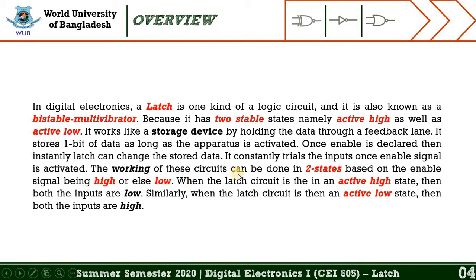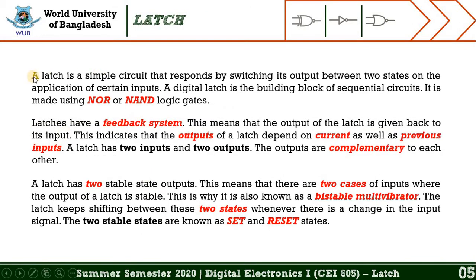The working of this type of circuit can be done in two states based on the enable signal being high or low. When the latch circuit is in an active high state, then both the inputs are low. Similarly, when the latch circuit is in an active low state, then both the inputs are high. Now time has come to learn about the general overview of latch.